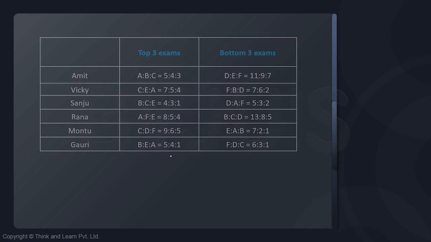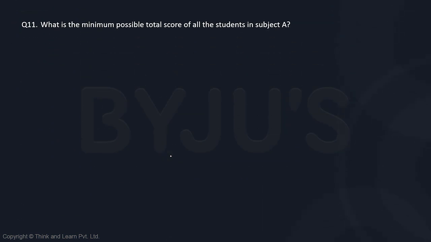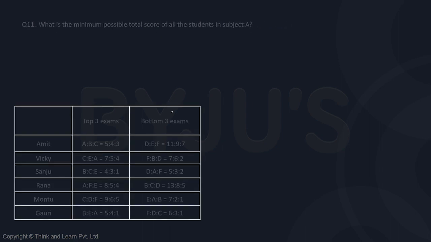Let's start with question number 1 here. These are the 5 questions. Let's start with the first one. What is the minimum possible total score of all students in subject A? Okay, we have to minimize their scores.